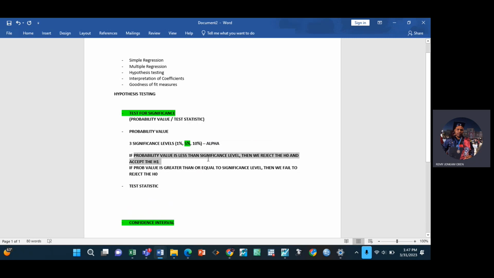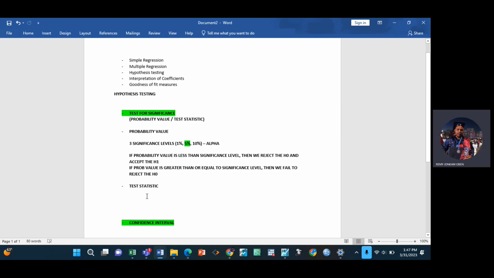If our probability value is less than 5%, then we are going to reject the null hypothesis. And since we are rejecting the null hypothesis, we are going to accept the alternative hypothesis. But if your probability value is greater than or even equal to the significance level, then you fail to reject the null. You don't accept the null. You fail to reject it. And you don't care what is happening to the alternative hypothesis. Okay, so that's how we are using probability value.